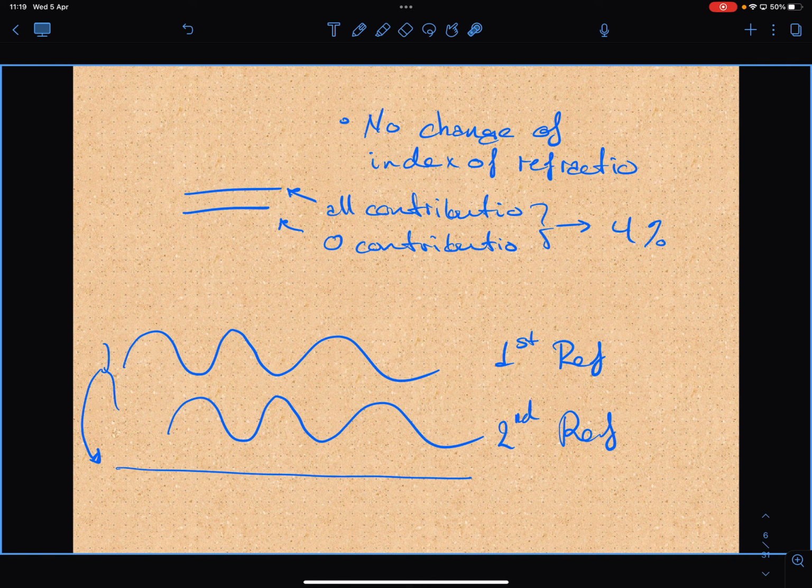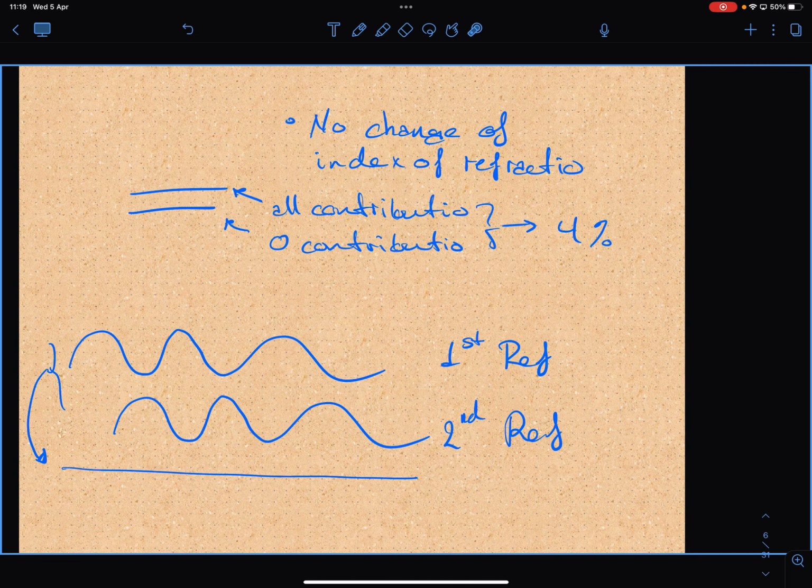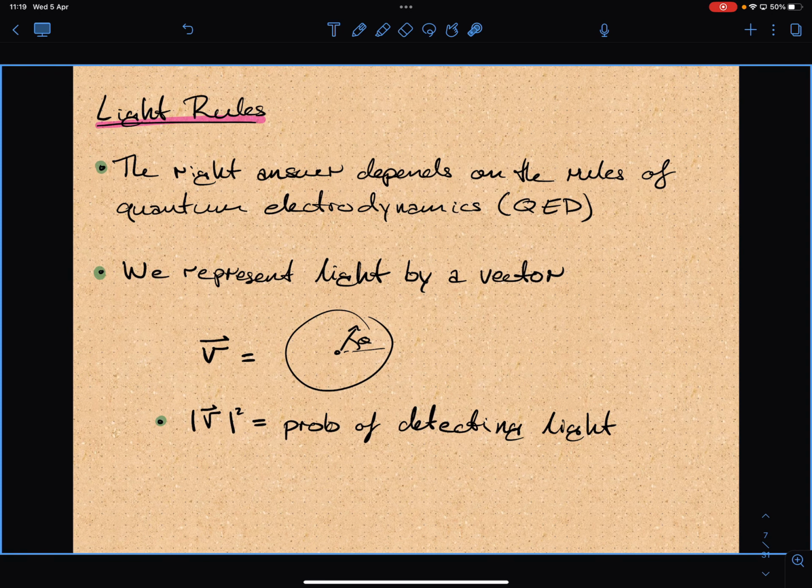It's explained by quantum mechanics. So this is what I'm going to show: how using quantum electrodynamics, you can actually get up to 16% reflection, which is more than adding 4% plus 4%. So in here we need the rules of quantum electrodynamics. And in here, let me just set up the basic idea, distill the basic idea.